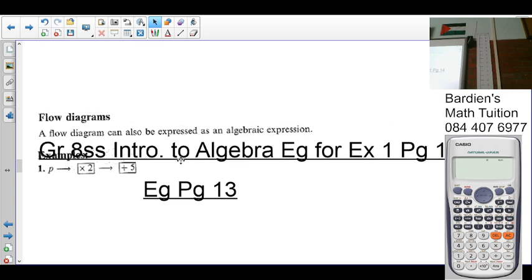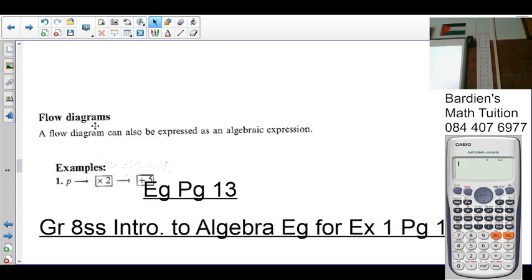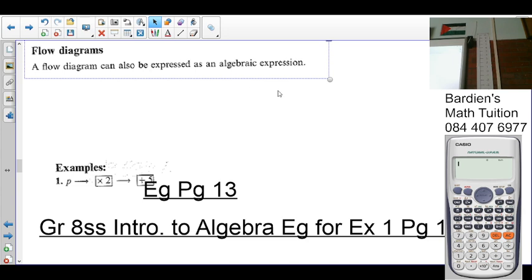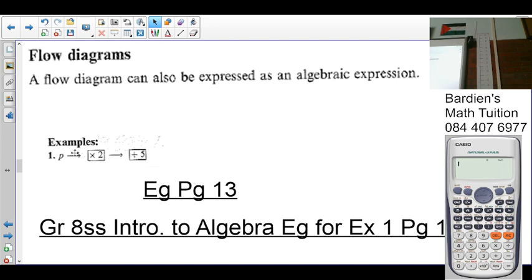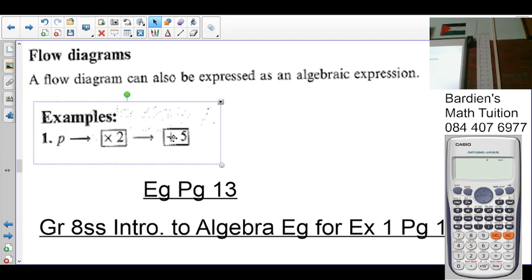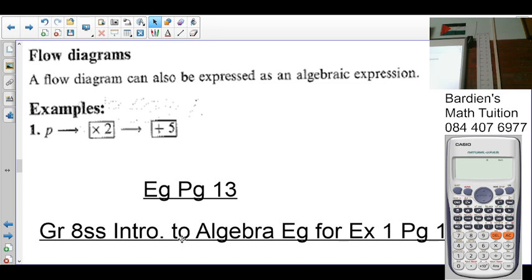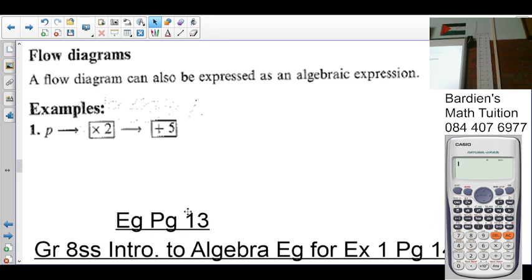Now we're looking at flow diagrams. A flow diagram can also be expressed as an algebraic expression. Write that down. I'll give you a chance to make notes now. A flow diagram can also be expressed as an algebraic expression. And examples of that? You have P that must be multiplied by 2, then you must add 5.